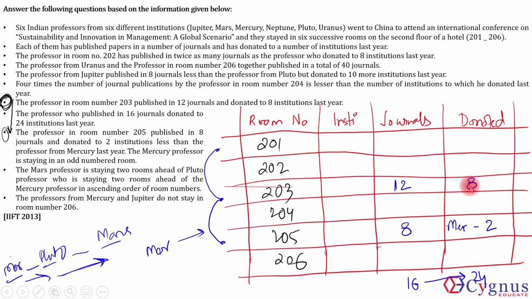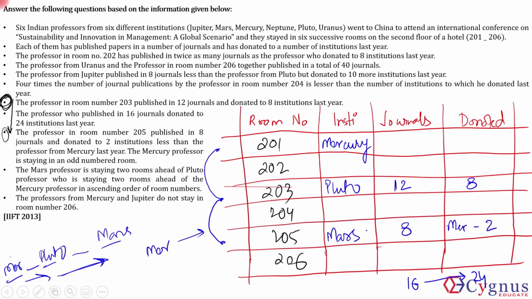So odd numbered floor मतलब या तो 201 होगा मर्करी या 203 होगा या फिर 205 होगा. मर्करी अगर 205 हो गया तो प्लूटो 207 होना पड़ेगा. That's not possible, right. मर्करी अगर 203 हो जाता है तो प्लूटो 205 हो जाएगा. That is fine, but Mars 207 हो जाएगा. That is also not possible. That means Mercury has to be room number 201. Then you have Pluto, which will be room number 203. And then you have Mars, which will be room number 205.